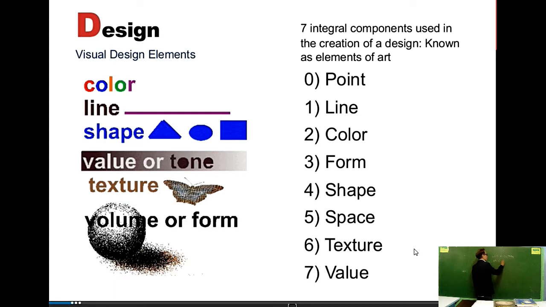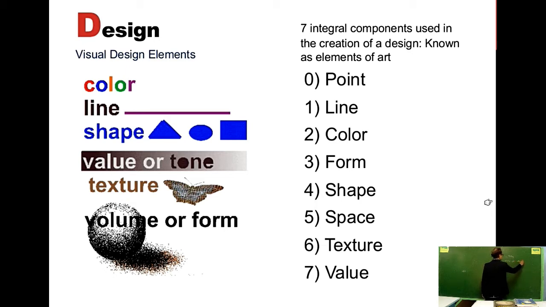Okay, so we have here visual design elements. What are the elements of visual arts? We have seven integral components used in the creation of a design, known as the elements of art. What are those elements of art? Number 1, line. Number 2, color, form, shape, space, texture, and value. Let's proceed.